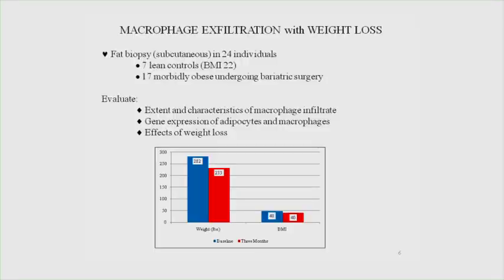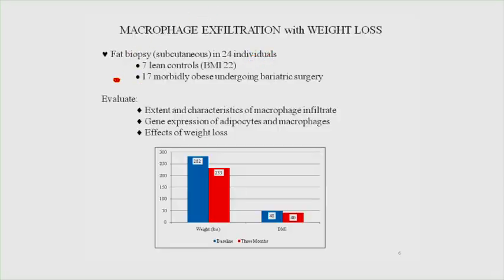This is a big problem. Now, if you lose the weight, will you lose the inflammation? Let's look at macrophage exfiltration with weight loss. Here we're going to do fat biopsies. We're going to do subcutaneous fat biopsies in 24 individuals. Now, we prefer to do visceral fat biopsies, but most people don't like having needles stuck in their belly, so we do subcutaneous fat biopsies.